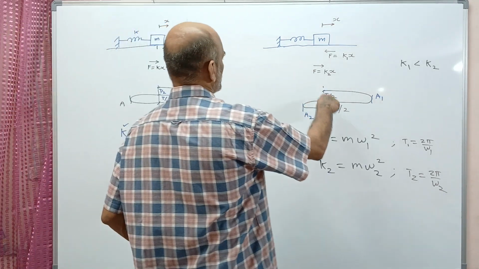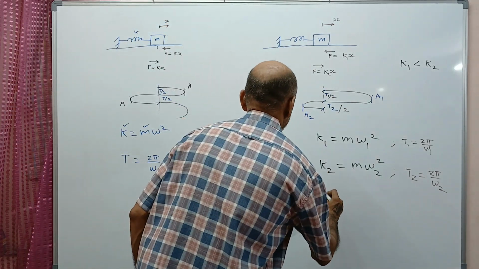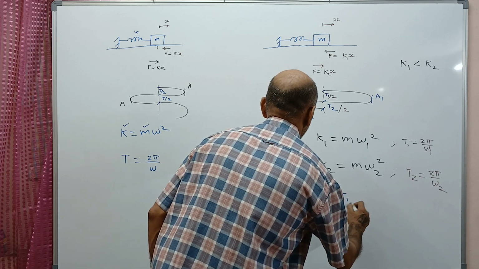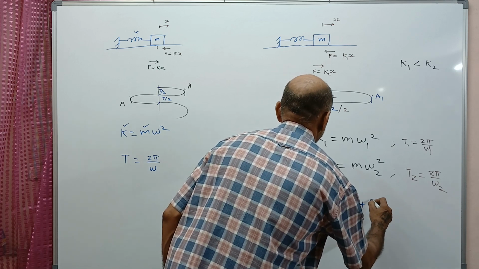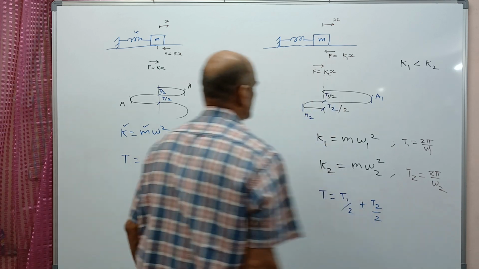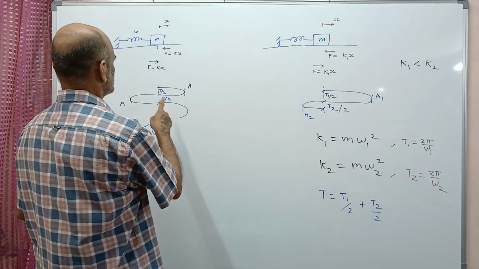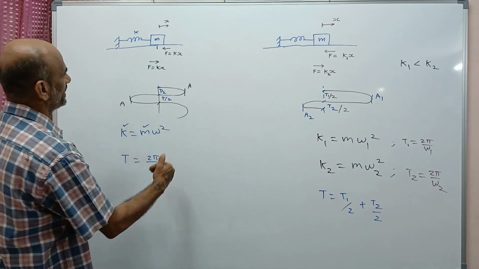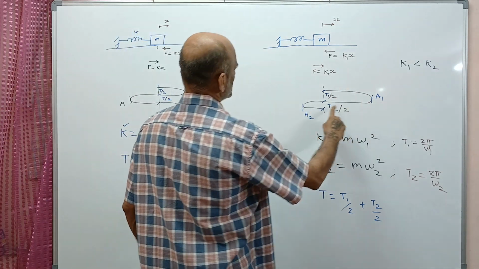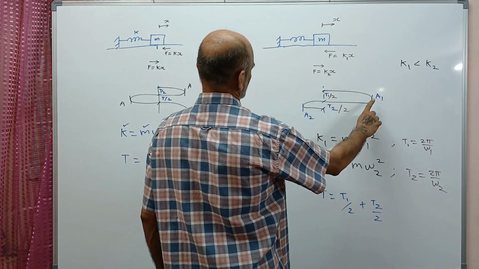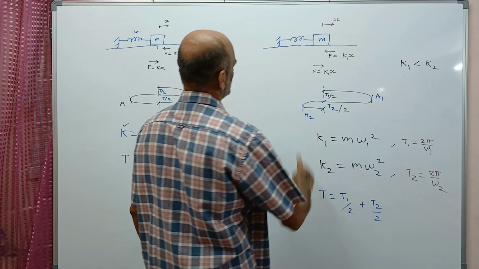So from this, I get the time period of this oscillation T as first half time T1 by 2 plus second half time T2 by 2. So this one is the symmetric oscillation. It'll keep on repeating. Here it is asymmetric. It's not symmetric. First half will be different from the second half.